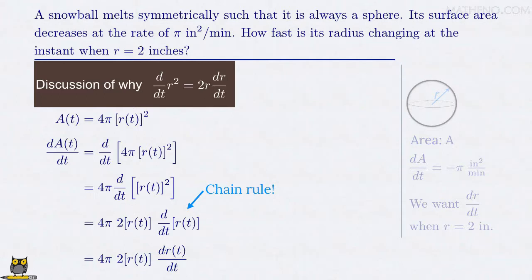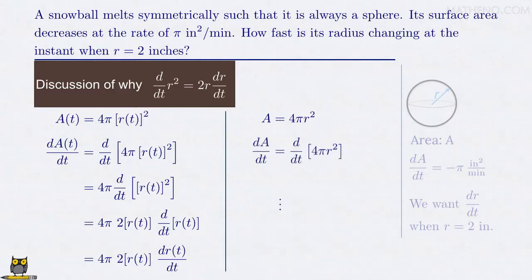Remember that we explicitly wrote the area A and the radius r here as functions of time in order to emphasize why the chain rule term dr/dt is there. Typically you would never write all that out, instead just writing A equals 4 pi r squared as we did earlier, and then taking your derivatives and working your way to the result 4 pi times 2r times dr/dt, of course remembering the chain rule term there. The math is all the same. We're now just not writing out all the explicit time dependencies.